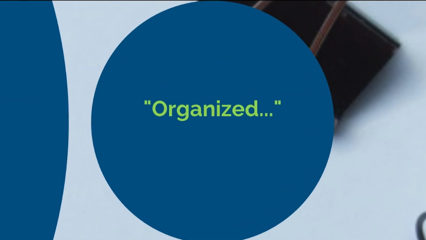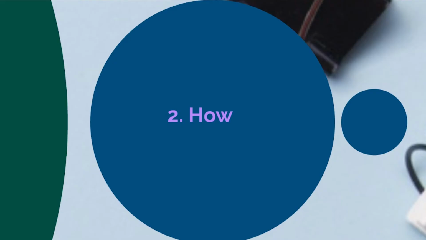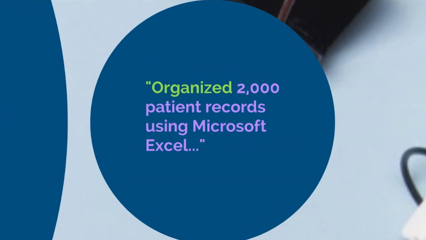Now let's move on to that second step, the how. Let's ask ourselves, how did we use Microsoft Excel to organize at this job? Well, we worked at a doctor's office and organized patient records. Did we organize a certain number of patient records? Did we spend a certain amount of time every day organizing those records? So to answer those questions, we can say that we organized 2,000 patient records using Microsoft Excel. In this example, we can quantify a specific amount of patient records that we organized using Microsoft Excel.